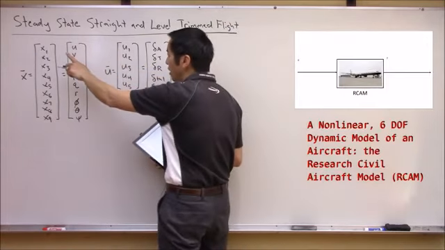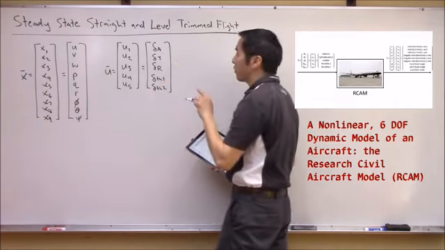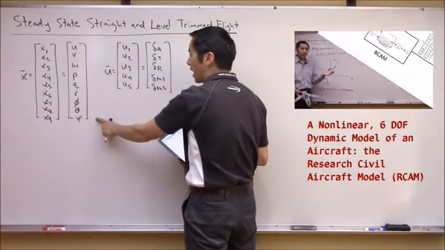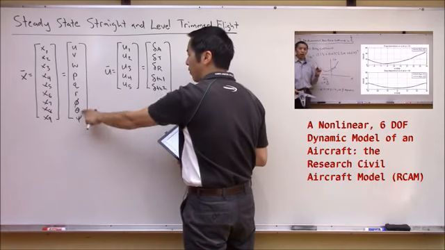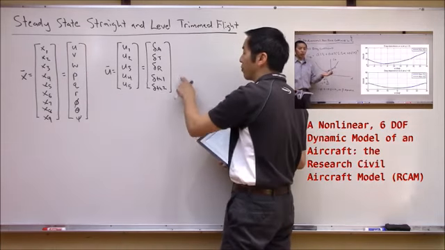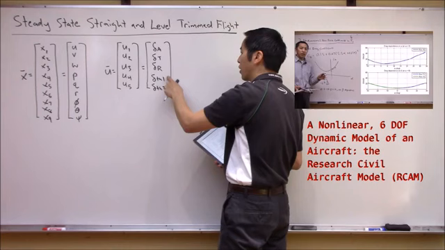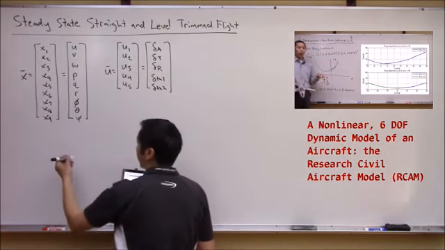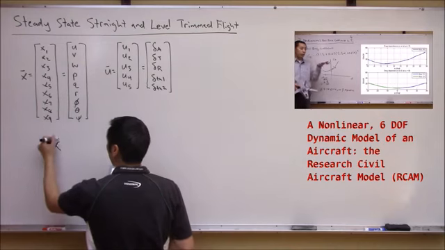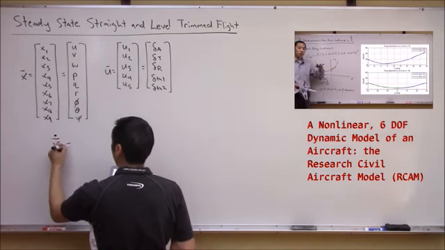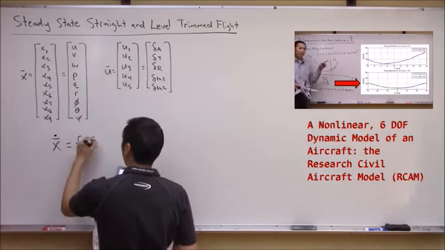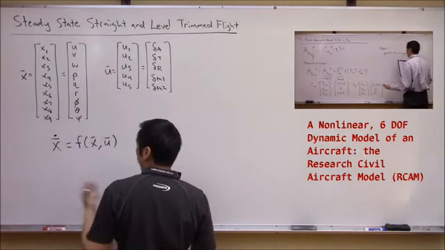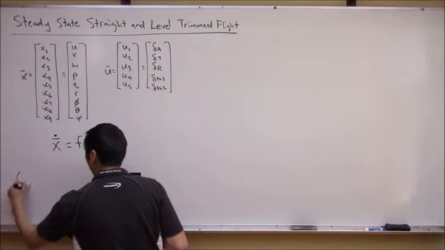Let's now apply this idea to our RCAM model and try to find a condition for steady state, straight and level trim flight. To refresh your memory, with our RCAM model we had 9 states: U, V, W, P, Q, R, and phi, theta, psi, and 5 control inputs: the aileron, the tail, the rudder, and 2 engines. The equations of motion we developed in our previous discussion fit our nice form, x dot equals f of x, u.